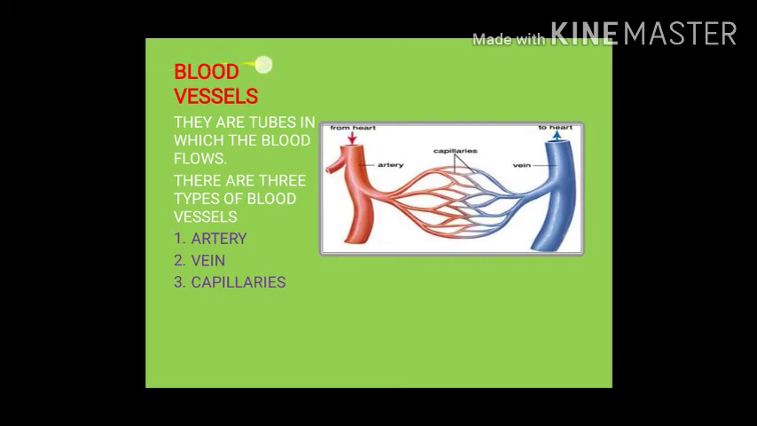Now the second part, blood vessels. They are tubes in which the blood flows. There are three types of blood vessels: arteries, veins and capillaries. Arteries are blood vessels which brings pure blood from the heart. They branch into smaller tubes called arterioles. Veins are blood vessels which take impure blood back to the heart. They branch into smaller tubes called venules. Capillaries are very tiny blood vessels. They help to connect arteries and veins.